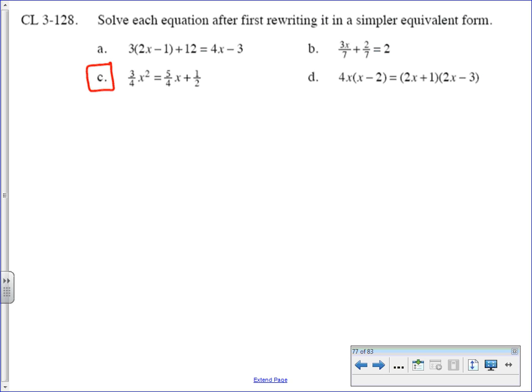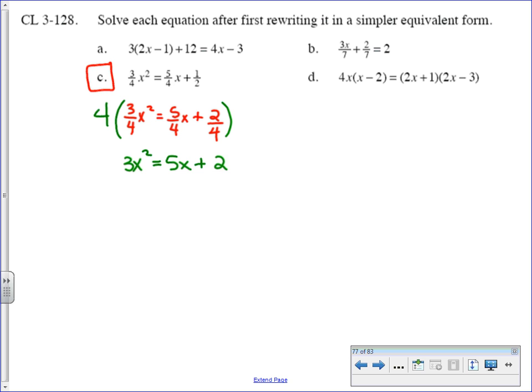I don't like fractions when I'm trying to solve. I prefer whole numbers, so that's the point of rewriting in a simpler equivalent form. I noticed that I could think about having a common denominator here, and that being 4. So I'm actually going to rewrite this as 3 over 4 x squared equals 5 over 4 x plus 2/4, which is the same as 1/2. And so now I can get rid of that 4 in the denominator. If I multiply everything by 4, that will cancel to get 3x squared equals 5x plus 2.